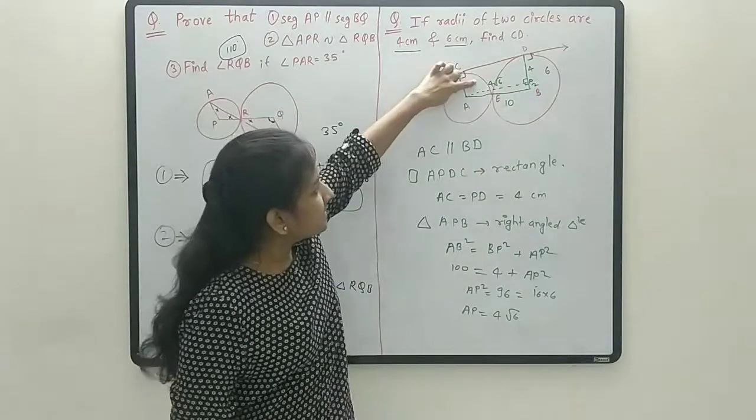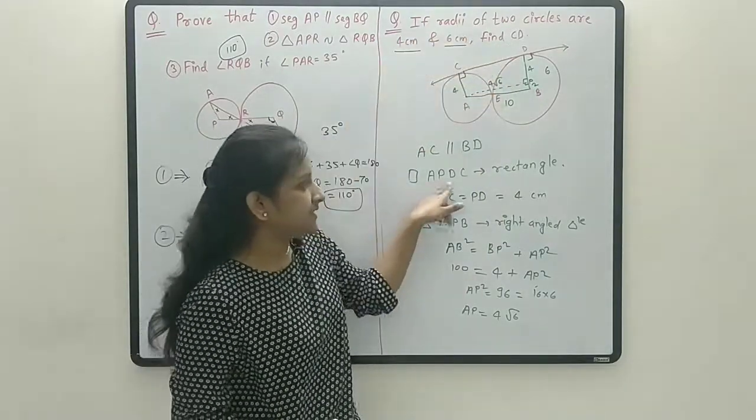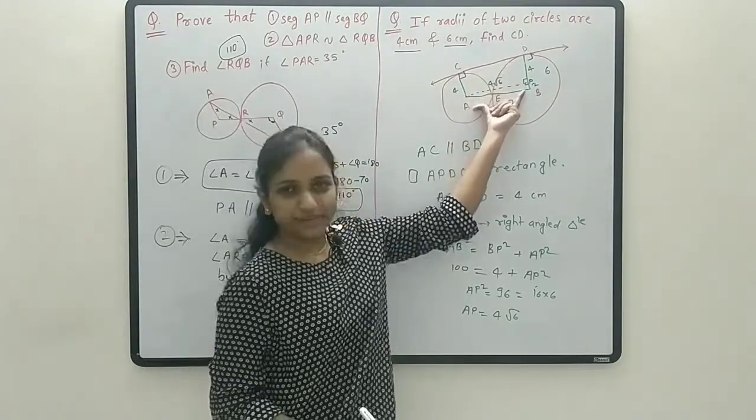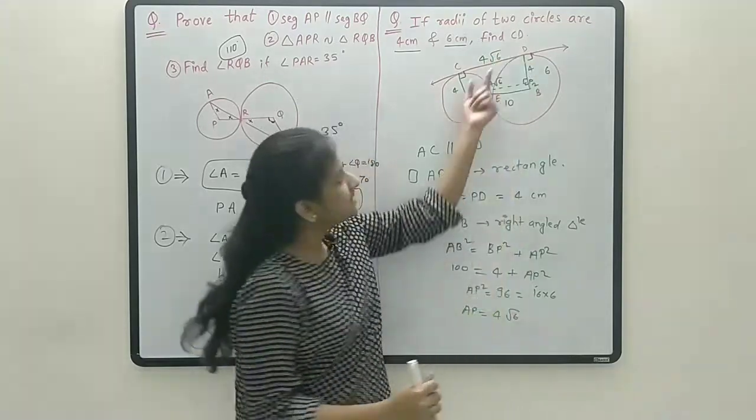Now this is a rectangle, APDC. APDC is a rectangle, so CD is equal to AP. So what is the value of CD? 4 root 6, right? Centimeter.